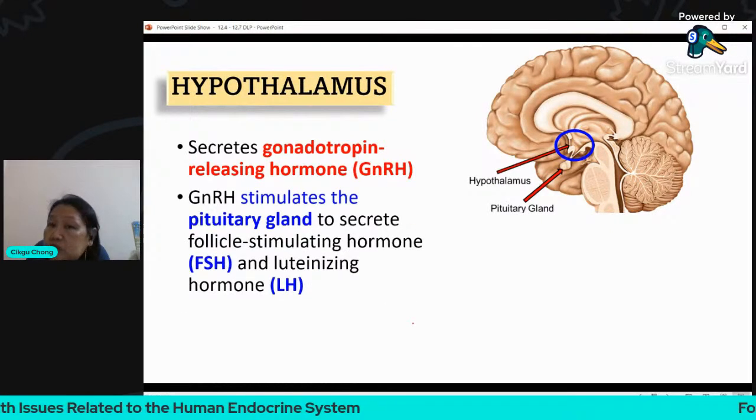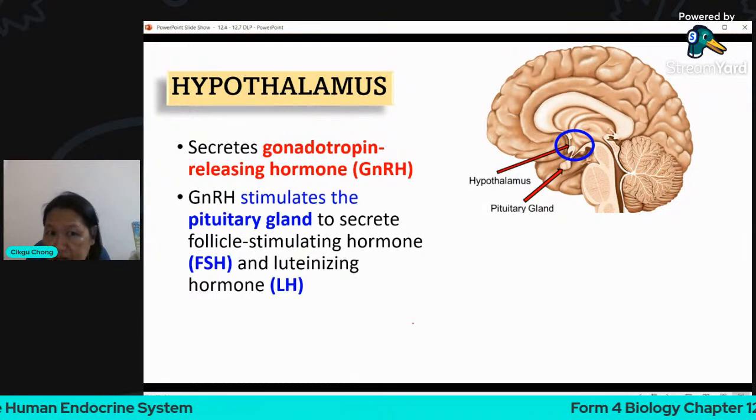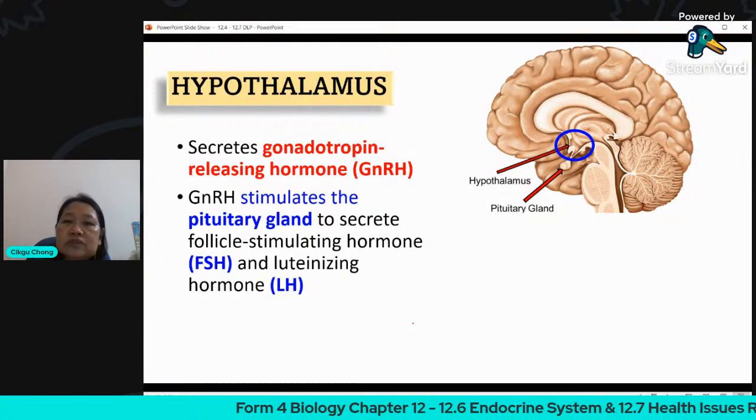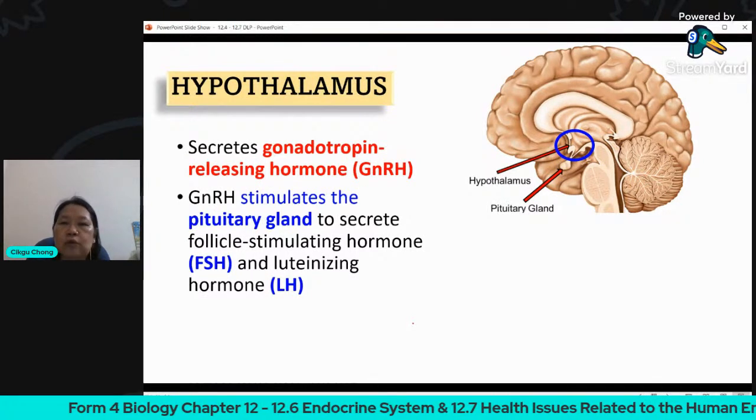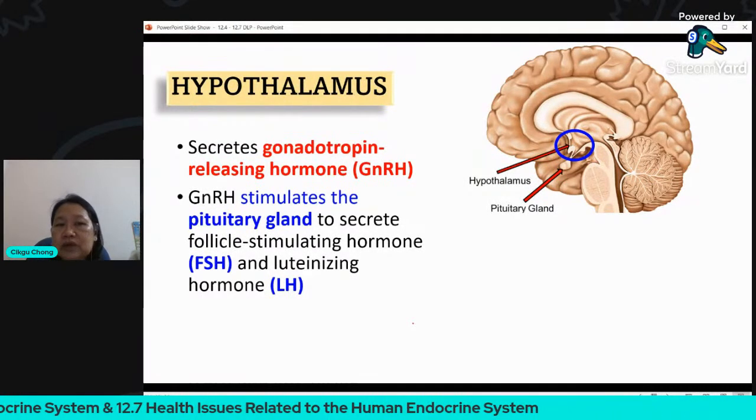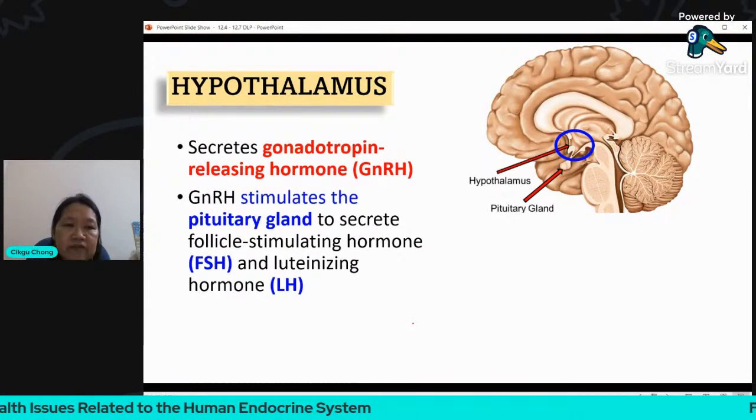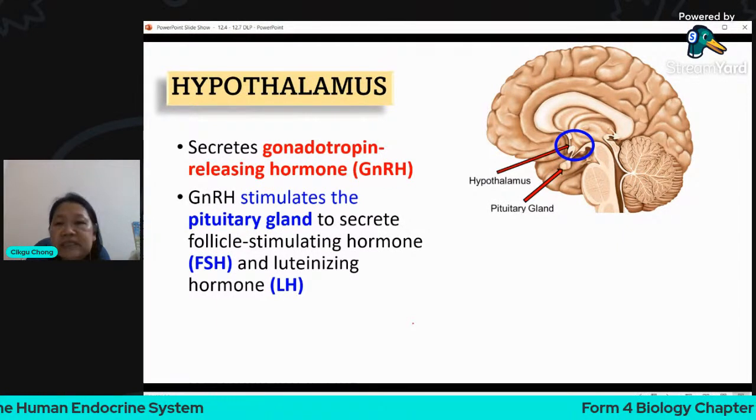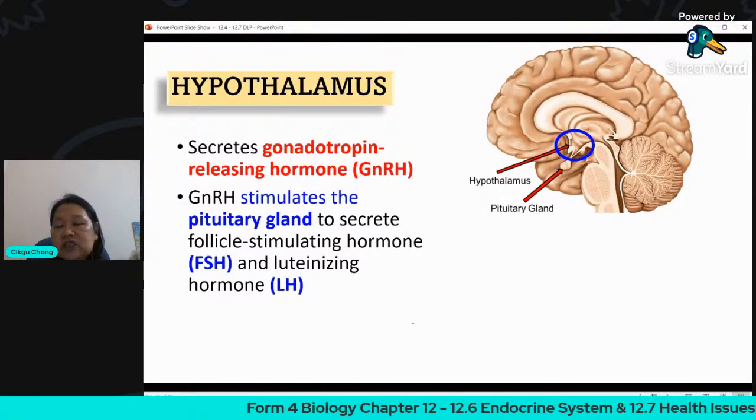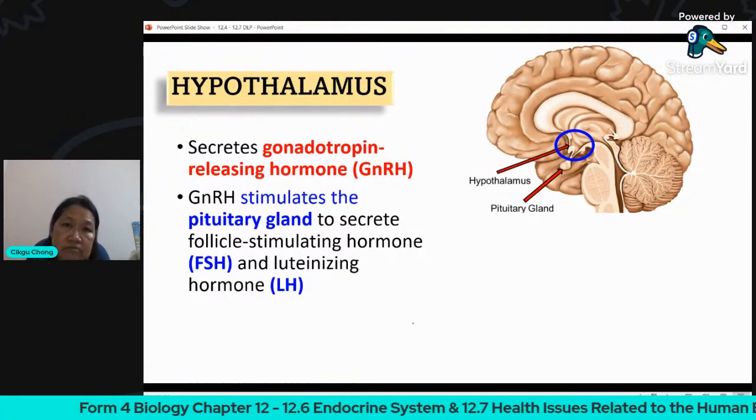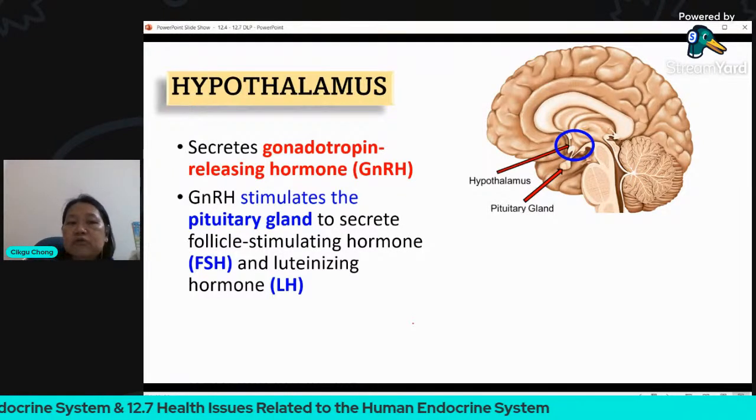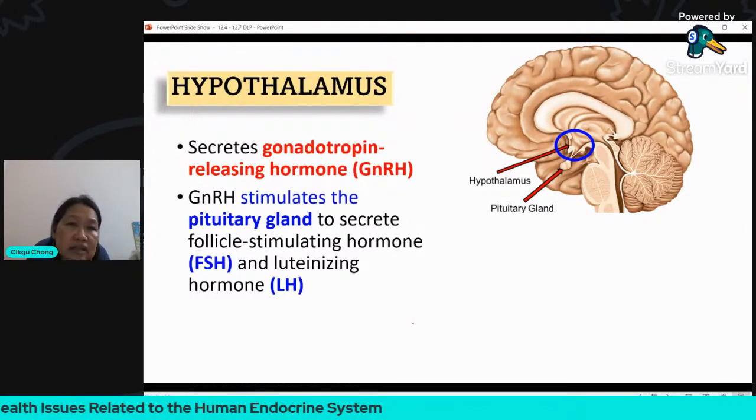What does the hypothalamus do? It produces the GnRH, and the function of GnRH, gonadotropin releasing hormone, is to stimulate the pituitary gland, which sits directly under it. The pituitary gland is stimulated to secrete two important hormones, which are FSH and LH. So basically, if you do not have the GnRH, the FSH and LH will not be secreted. That is as simple as that. You need the GnRH to stimulate the release of FSH and LH.